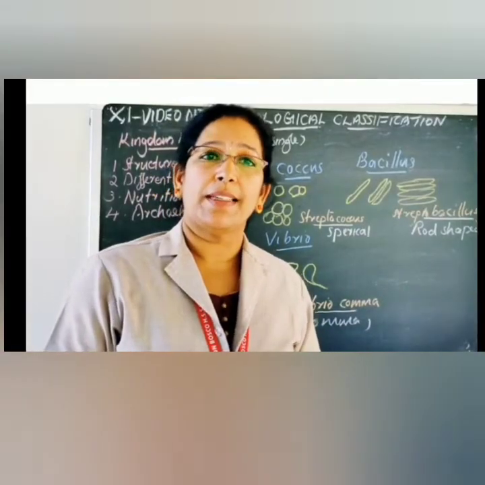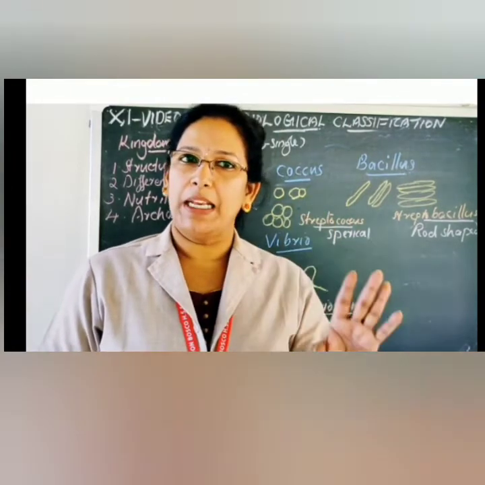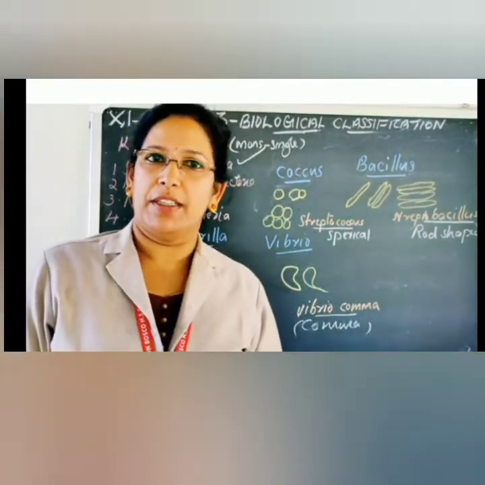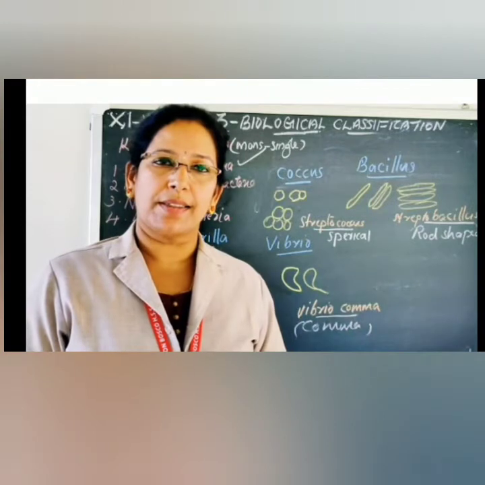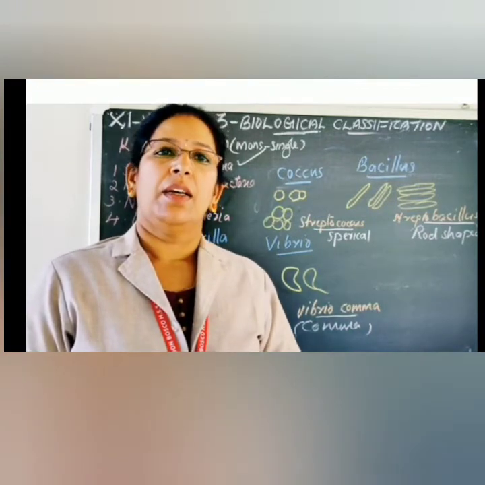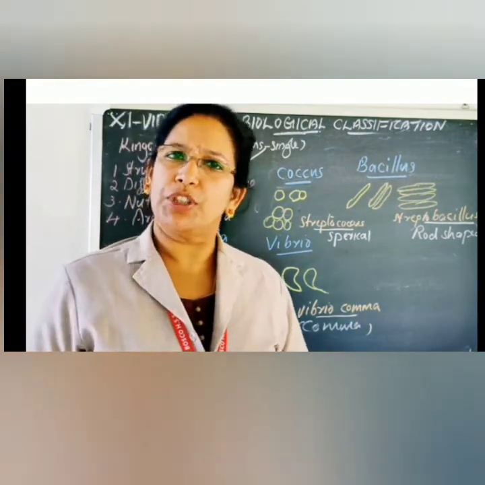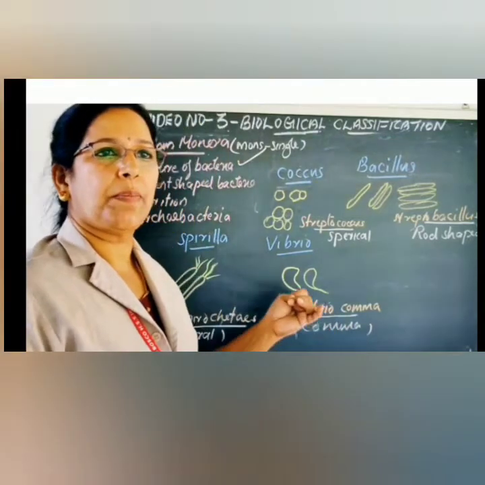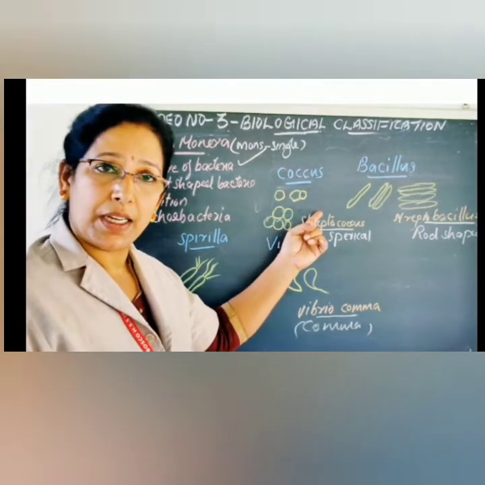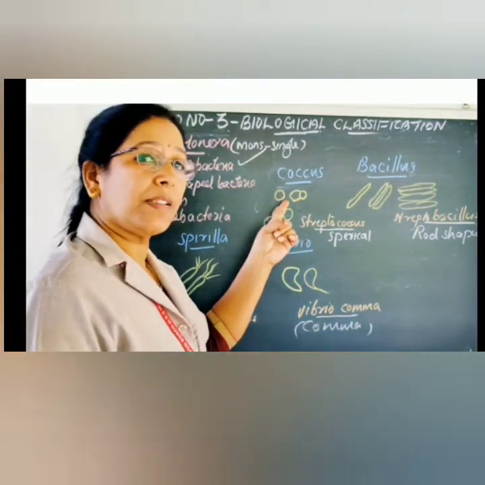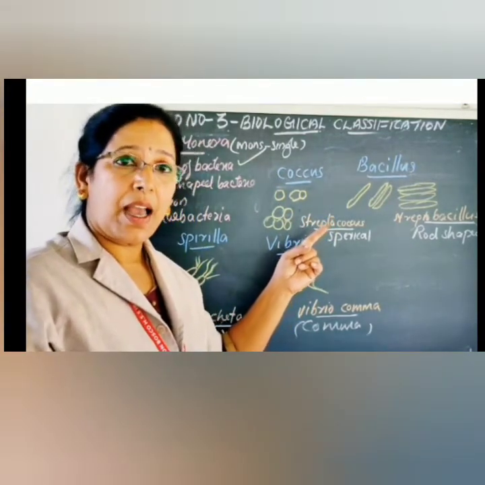So now we can see differently shaped bacteria. There are mainly four shaped bacteria; you studied about that in smaller classes. Which are they? Coccus, Bacillus, Spirillum and Vibrio. I think you surely studied. We can see the picture. Coccus is spherical in shape. It can be seen singly, in pairs and in groups.